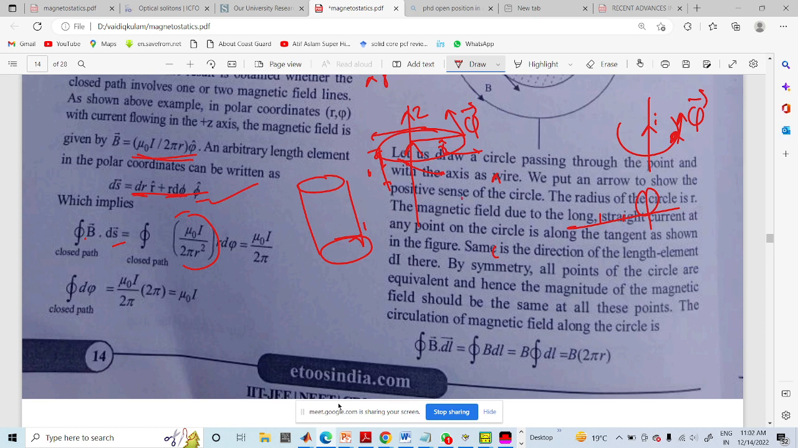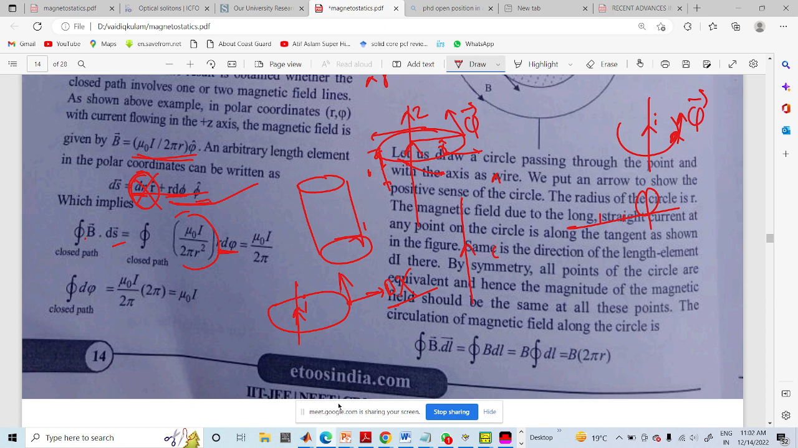Suppose we have a current carrying wire, just to calculate the magnetic field. Because of this current, we have a magnetic field in this direction only. In this direction, the magnetic field is 0. That is why this portion is 0, because in that direction we don't have a magnetic field. So in place of this we don't write it, we only write this portion, that is r d phi.